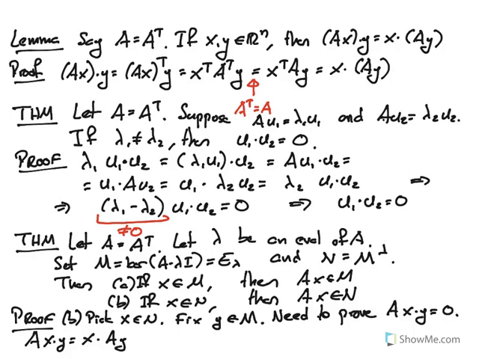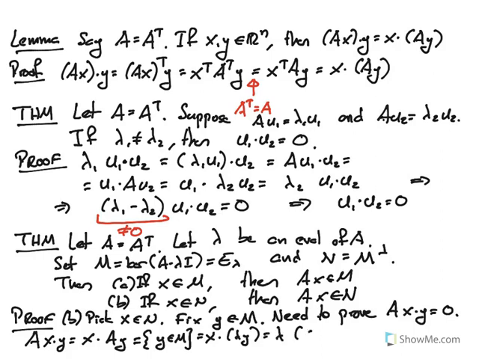So Ax inner product with y, I move A over to hit y. And now since y belongs to M, I know that Ay is equal to lambda y.